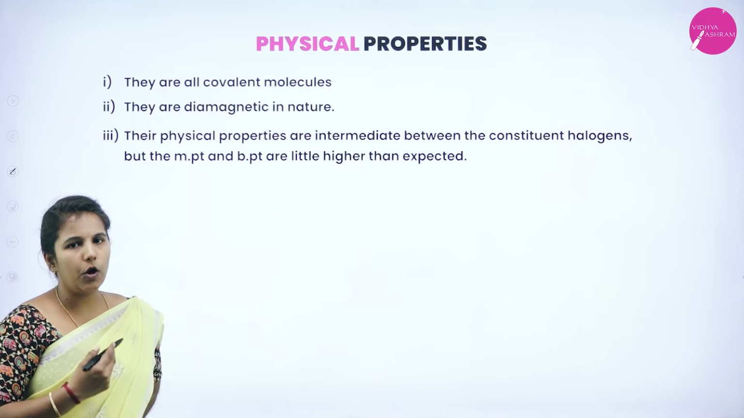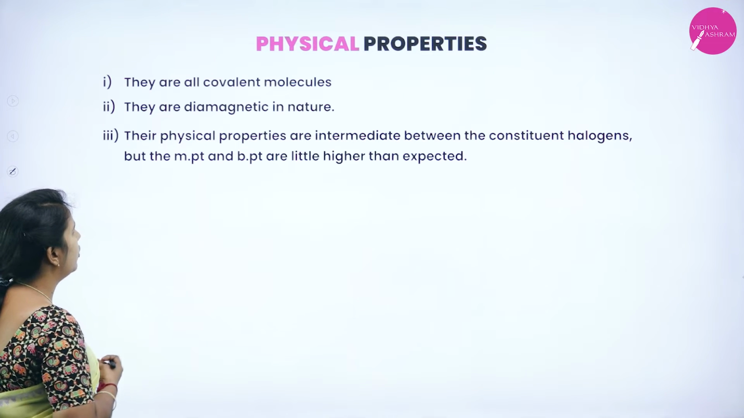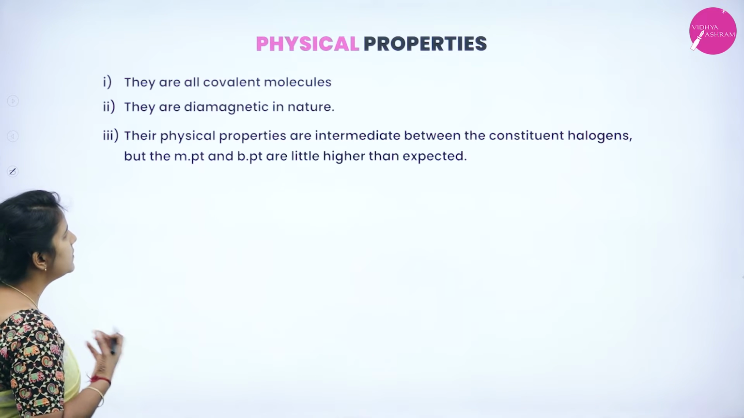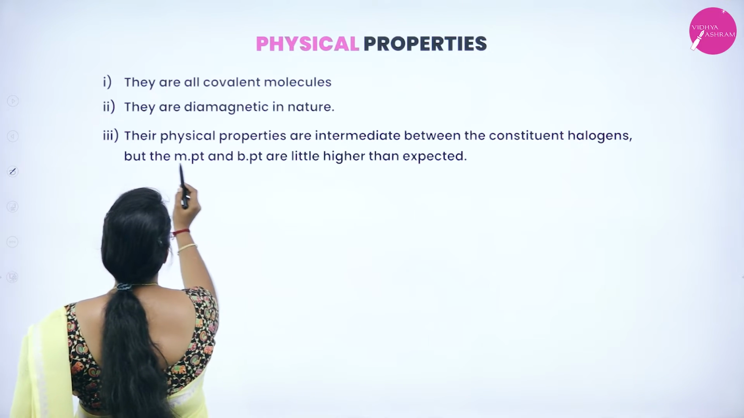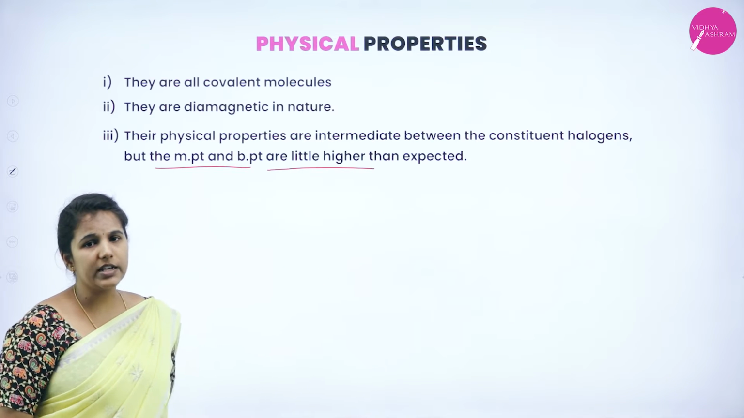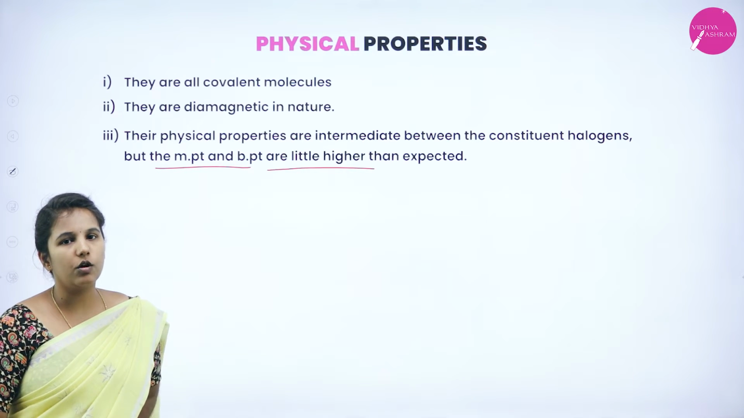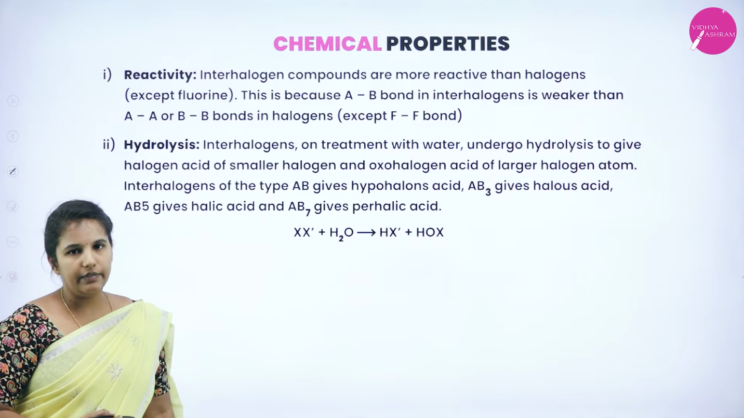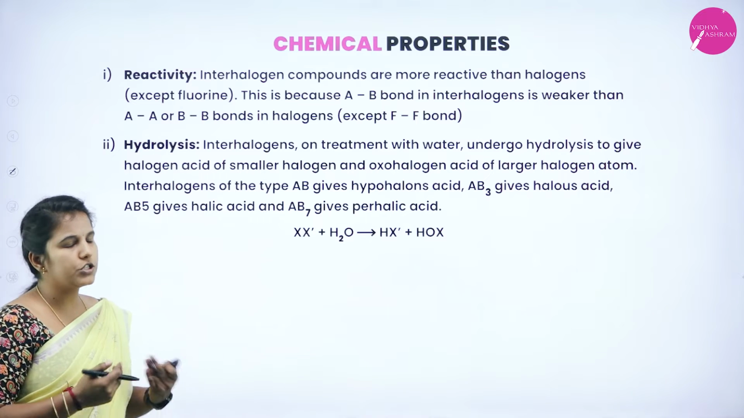Next are the physical properties of these interhalogen compounds. They are all covalent molecules and they show diamagnetic nature. Their physical properties are intermediate between the constituent halogens, but the melting point and boiling point are higher than what we expected. These are the physical properties of interhalogen compounds. Coming to their chemical reactivity, we will see how these compounds show different chemical properties.